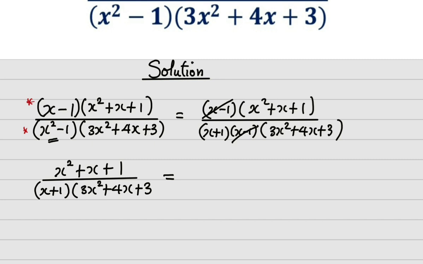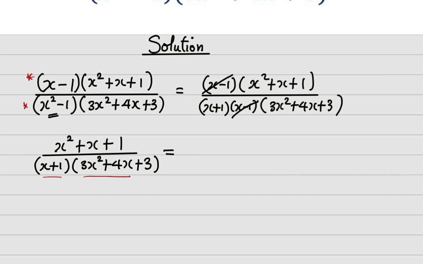Now, I want you to take note of something. You see, this is linear, but this is not linear. This is quadratic. Now, from my previous video, I explained this, and I'm going to show you how to resolve this into partial fraction. First, I have a linear factor, which is x plus 1. Then, plus I have a quadratic factor, which is 3x squared plus 4x plus 3.